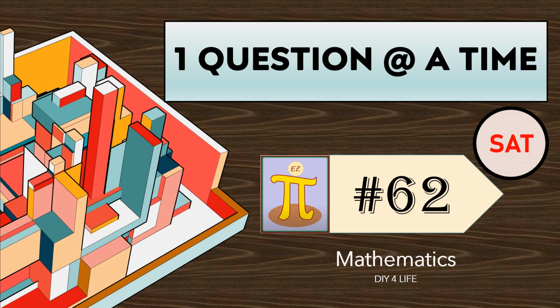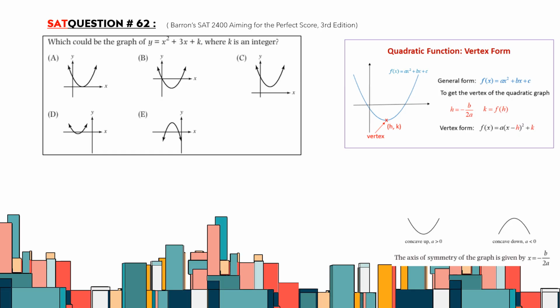Question number 62. Which could be the graph of y equals x squared plus 3x plus k, where k is an integer?